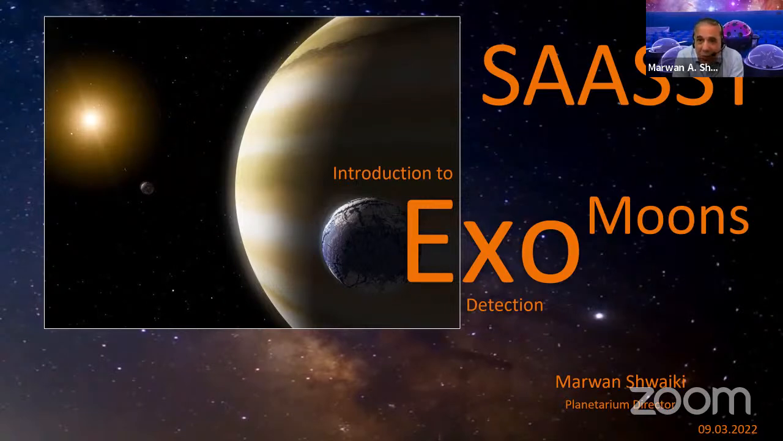Now we are not talking about exoplanets, but we are talking about exomoons. But before that, I need to brief you with the basic information about exoplanets. If we cannot understand how to detect exoplanets, then it will be difficult to understand how to detect exomoons, because we almost use the same techniques and methods that we use to detect exoplanets, but with different considerations. I hope you enjoy this new topic at SAASST.